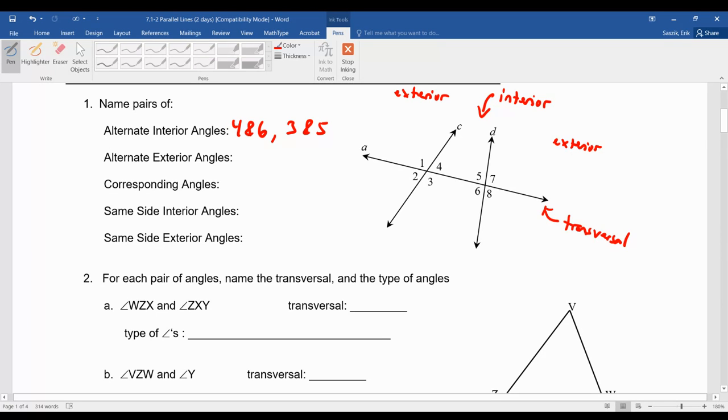So alternate exterior angles, hopefully this makes sense. This would be 1 and 8, and what would that be? 2 and 7.